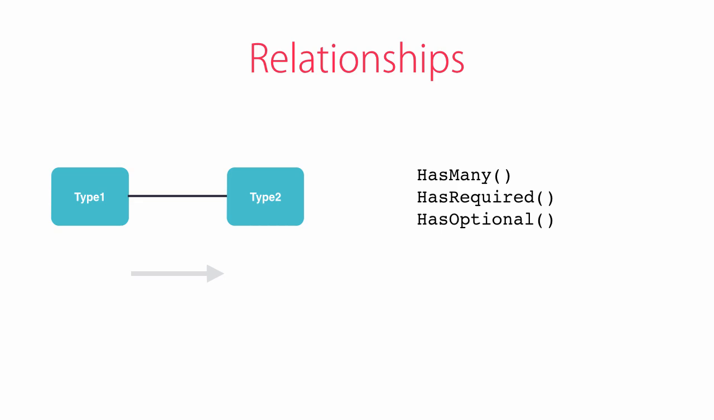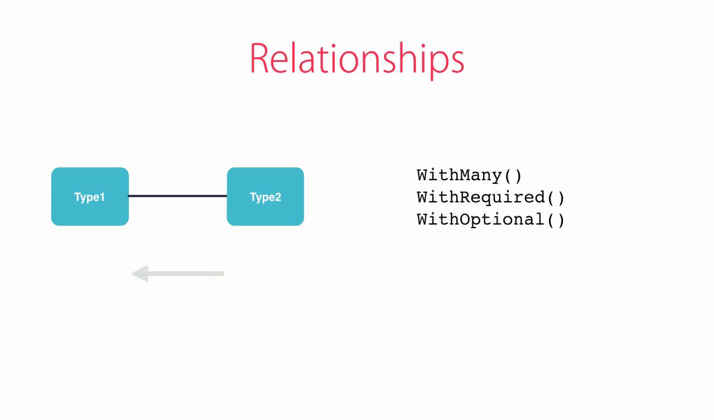First, we need a reference to type 1. So we use the entity method. And then depending on the type of relationship, we call one of the methods that you see on the right side. We call hasMany if type 1 has many objects of type 2. We call hasRequired if type 1 has only one object of type 2. And we call hasOptional if type 1 has 0 or 1 object of type 2. Okay, so this is how we configure a relationship from one end to another.